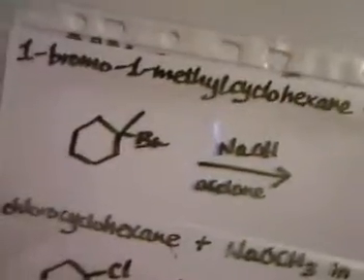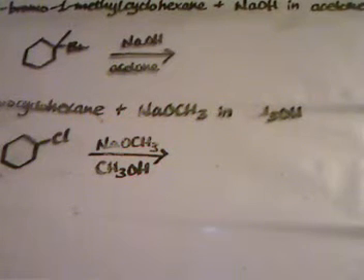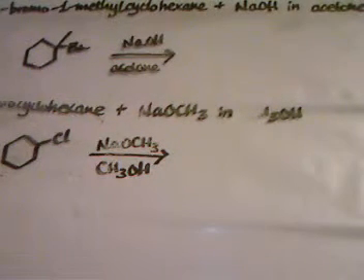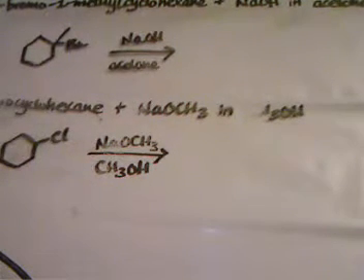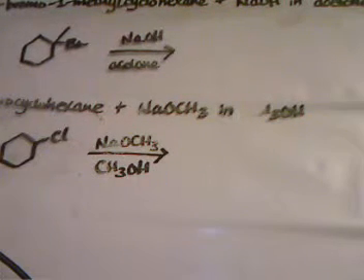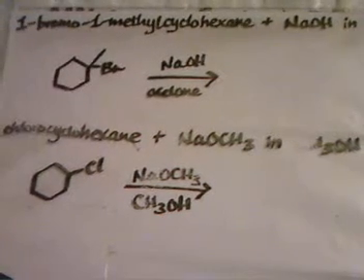This one is actually problem 7.13 in the Wade Organic Chemistry book. Part A says to predict the major product. It reads, for each reaction decide whether substitution or elimination or both is possible and predict the products you expect. Label the major products. So part A is 1-bromo-1-methylcyclohexane in NaOH and acetone.